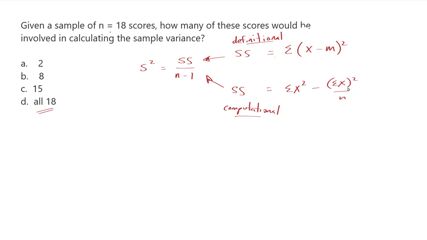However, I do want to point out one thing here. Each one of these formulas has the summation sign involved. In fact, this one's got it twice. Anytime you see a summation sign, what it means is that you're going to be performing the same operation again and again and again, and then adding up the results of those operations. You're going to perform the same operation on every single one of the scores involved in your sample, or if we were doing a population, in your population. So in other words, whenever you see a summation sign, you're going to be involving every individual score, all 18 scores. So the answer is going to be all 18.